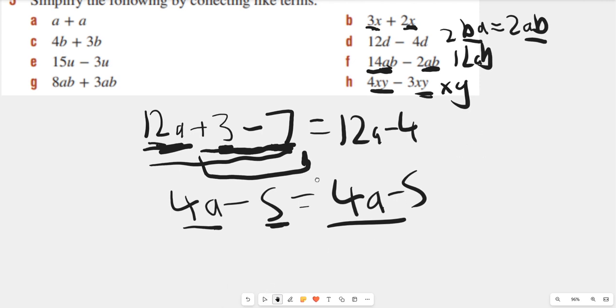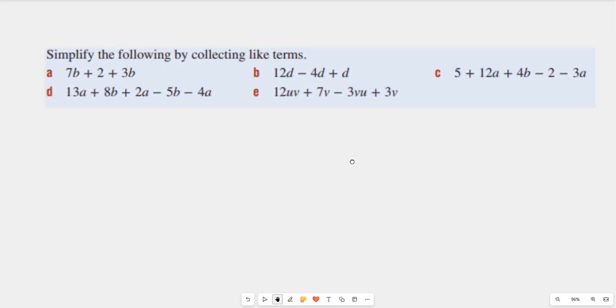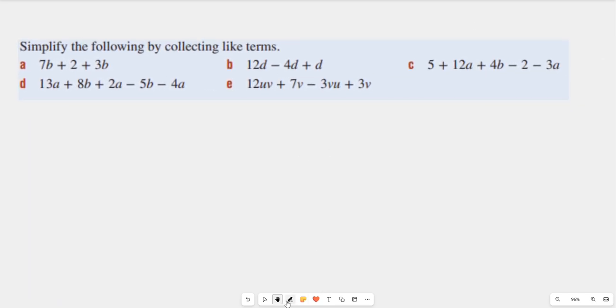Alright, let's continue on to the next portion of the questions here, where you've got not only the pronumerals, you've also got numbers, and other pronumerals present. So here we've got 7b plus 2 plus 3b, and again, we want to be careful. These are our like terms. Underlining all of the like terms is a very good way of identifying them, especially when you're starting out. So that's what I'm doing here. So 7 plus 3 is 10, 10b.